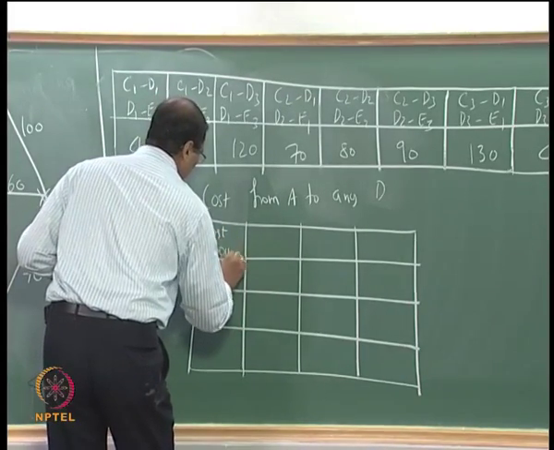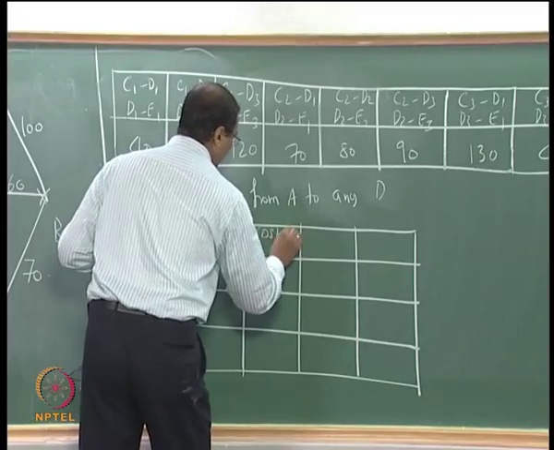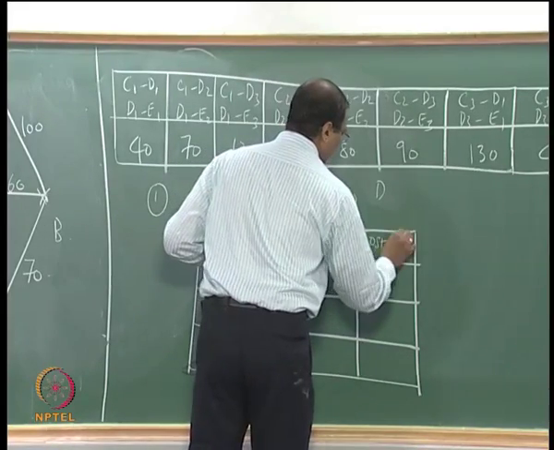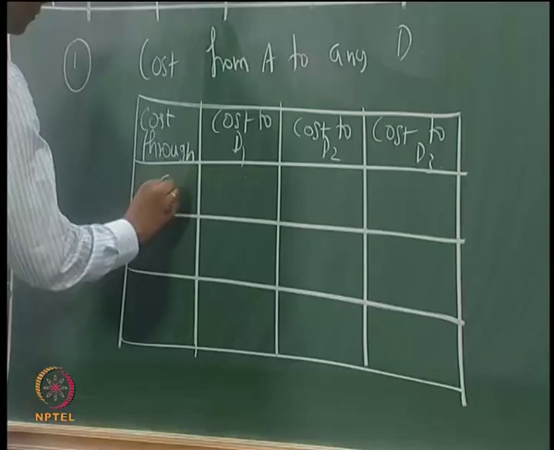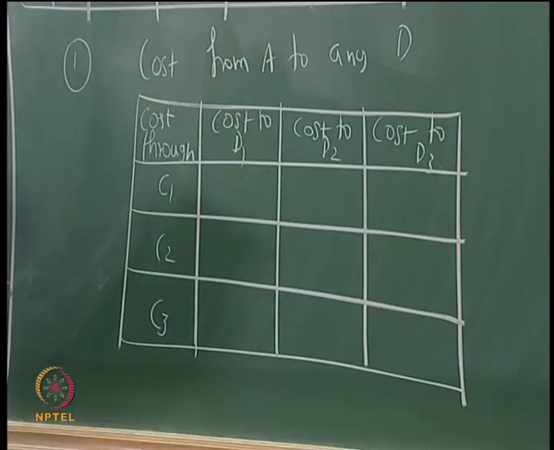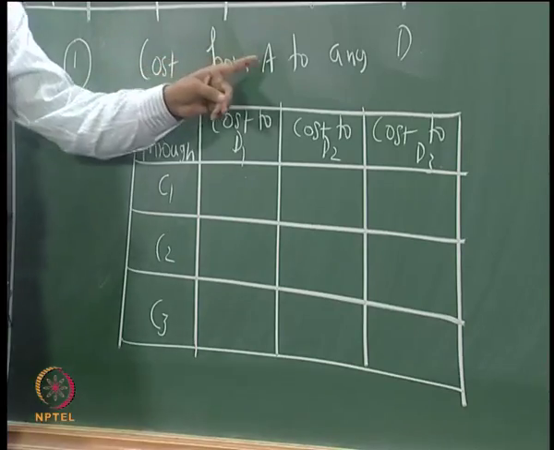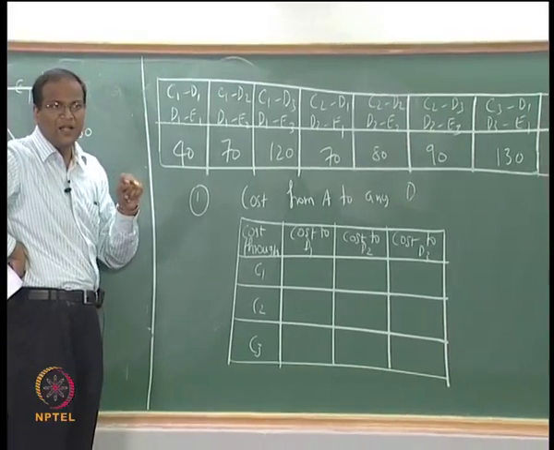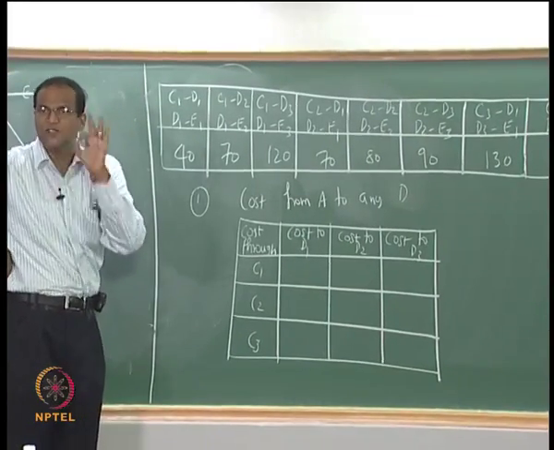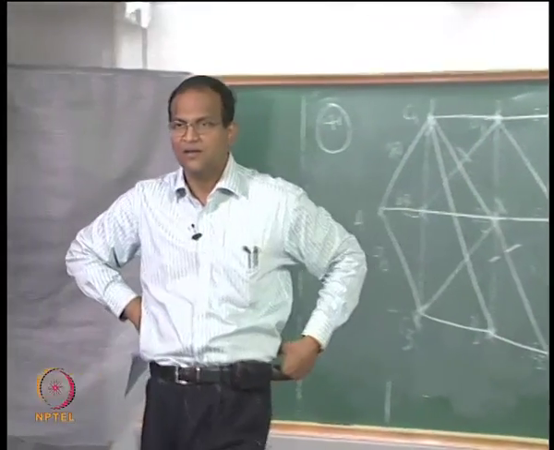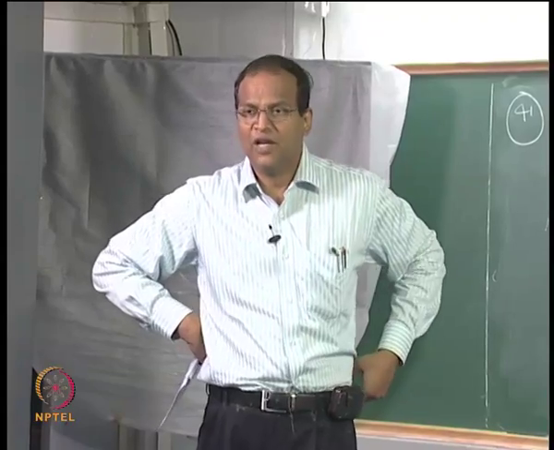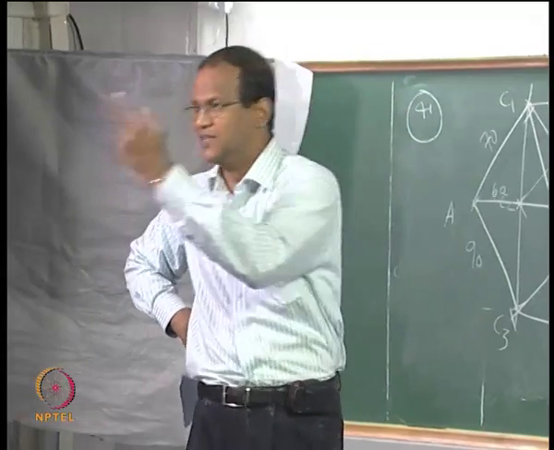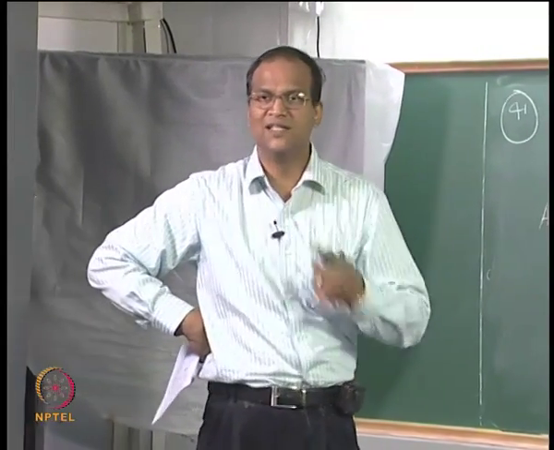So cost to D1, cost to D2, are you getting the point? You have to evaluate the cost from A to any D. A to any D can be reached by starting from A and taking any C or any D. There are 3 possibilities of C and 3 possibilities of D. So there are 9 possibilities: A C1 D1, A C1 D2, A C1 D3, correct? A C2 D1, A C2 D2, A C2 D3, A C3 D1, A C3 D2, A C3 D3.